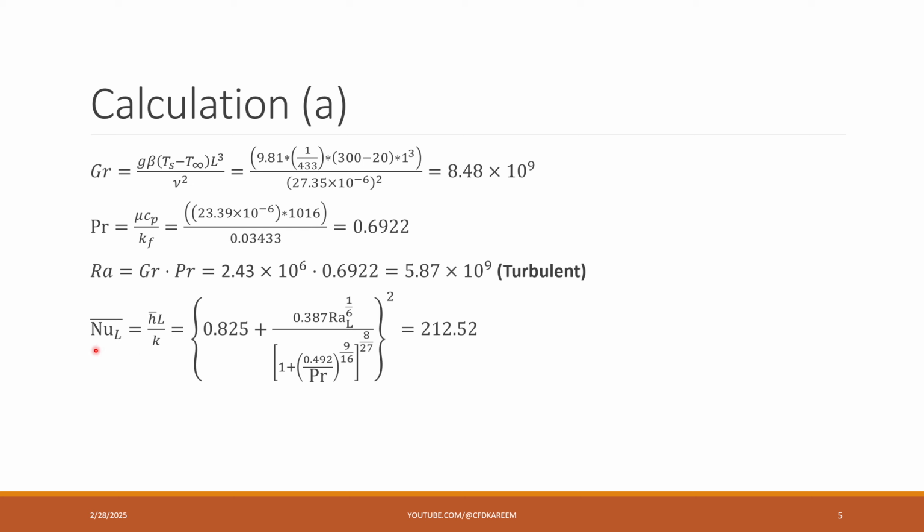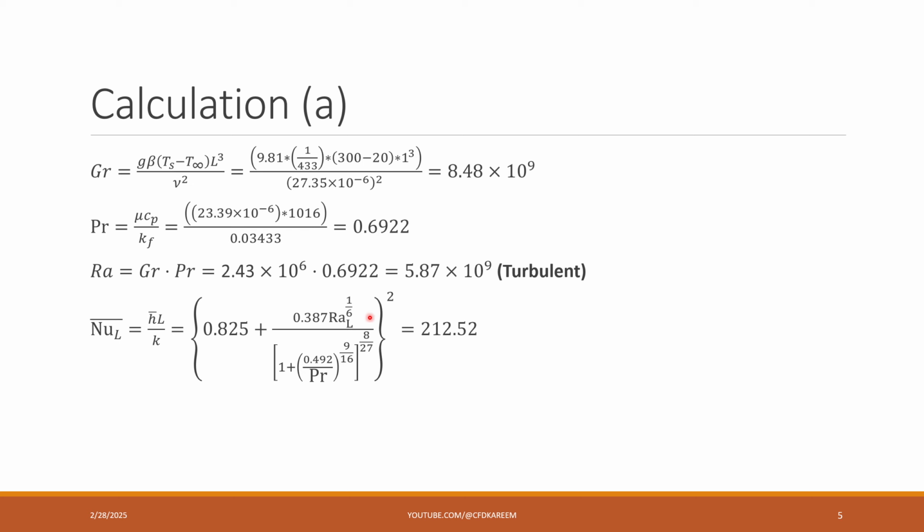And it takes the form as this. So our Nusselt number over the length, or our average Nusselt number, is equal to our average heat transfer coefficient times our length divided by k, the thermal conductivity. And that's all going to be equivalent to this kind of nasty looking equation, which is going to be 0.825 plus 3.87 times our calculated Rayleigh number to the 1/6 over 1 plus 0.492 over our calculated Prandtl number to the 9/16, all of that to the 8/27. And then we're going to square that entire equation.